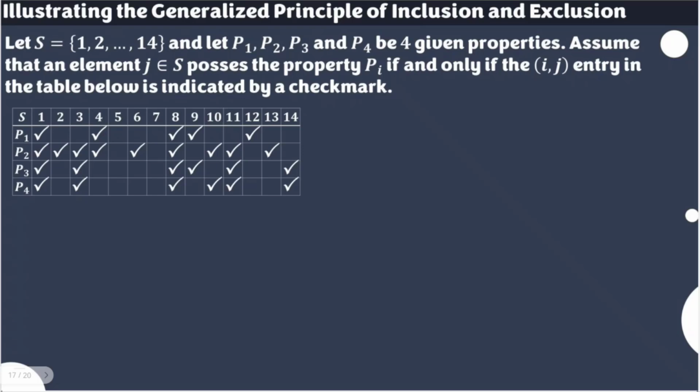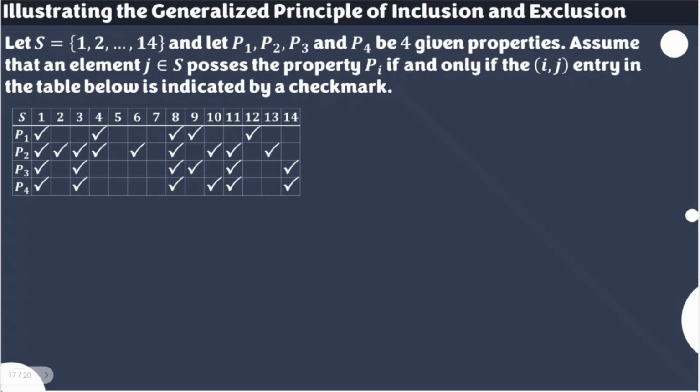This example is provided for the illustration of the generalized principle of inclusion and exclusion. It is available in the book by Chong and Meng on the principles and techniques in combinatorics. This is to illustrate again the generalized principle of inclusion and exclusion, as to how we identify the results. Let S be 1 to 14.